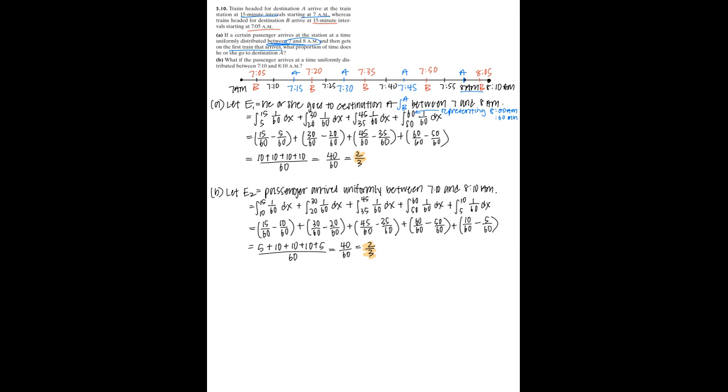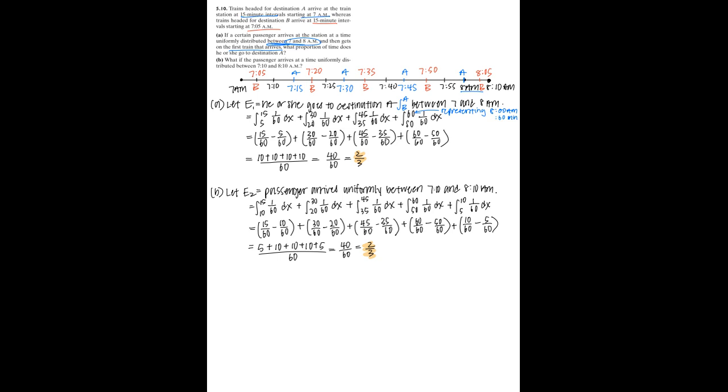So the proportion that he or she goes to destination A between 7 and 8 a.m. is the integral from 5 to 15 of 1/60 dx plus the integral from 20 to 30 of 1/60 dx plus the integral from 35 to 45 of 1/60 dx plus the integral from 50 to 60 of 1/60 dx, and that is 2/3.